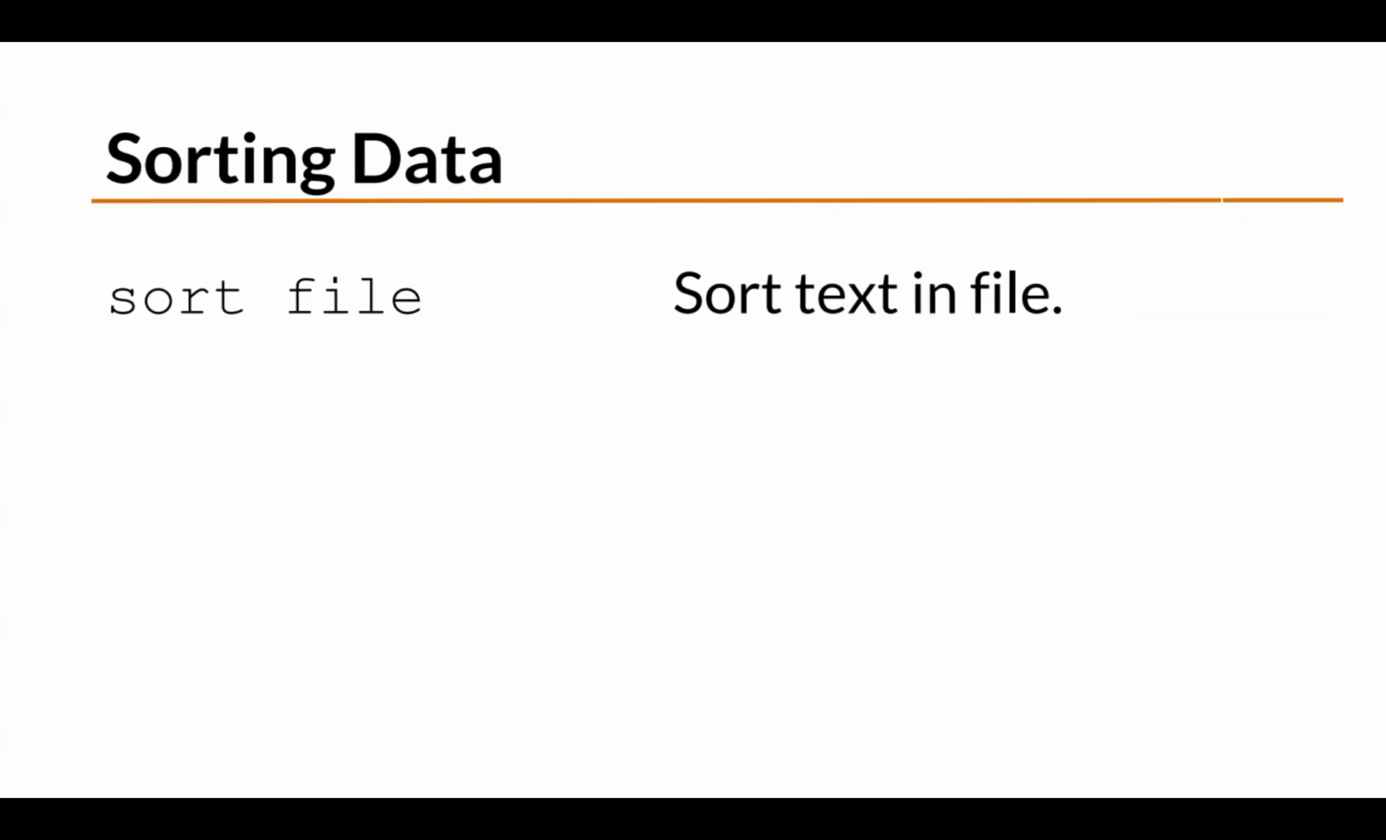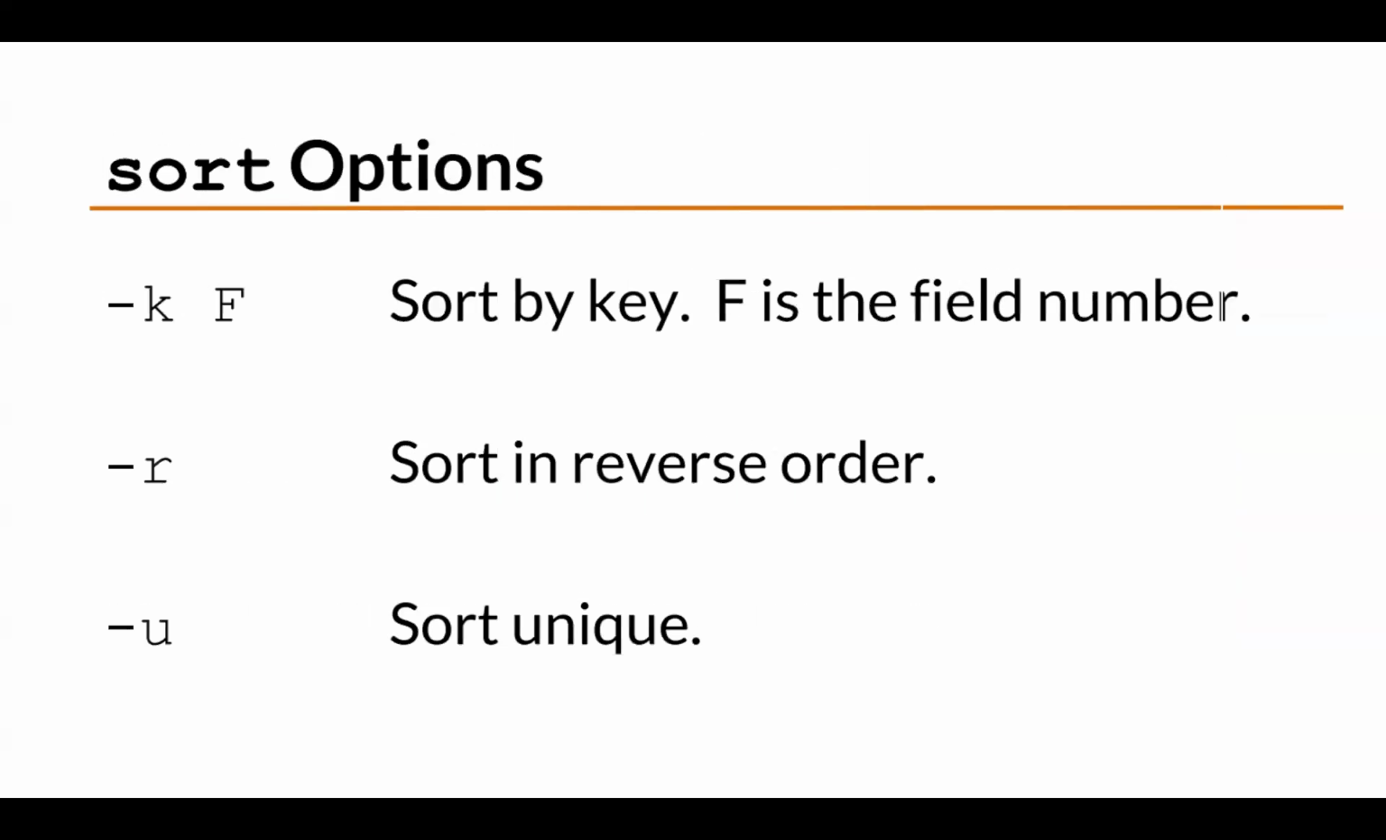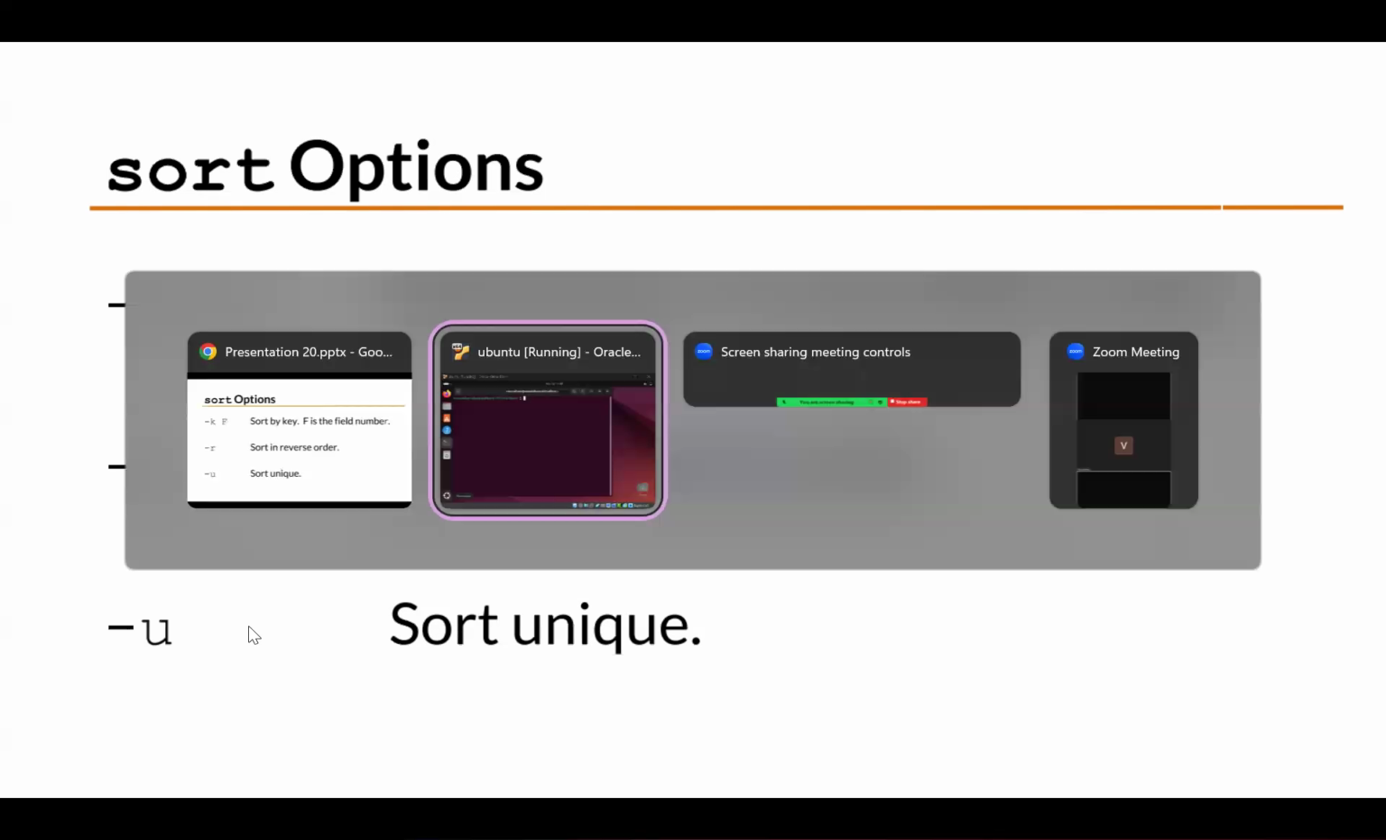Sort command. The sort command will sort text alphabetically that appears in a file. You can use sort with the hyphen k option and supply a field, so you can sort by a different field than the first field. Hyphen r sorts in reverse order. And hyphen u removes duplicate lines. It only provides the unique results. Let's see all this in practical.